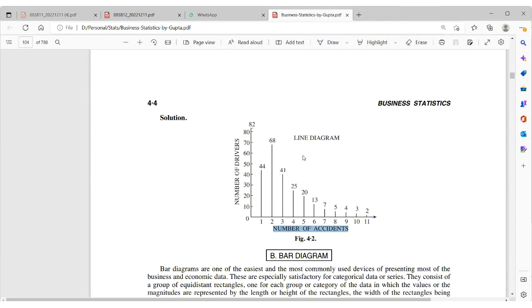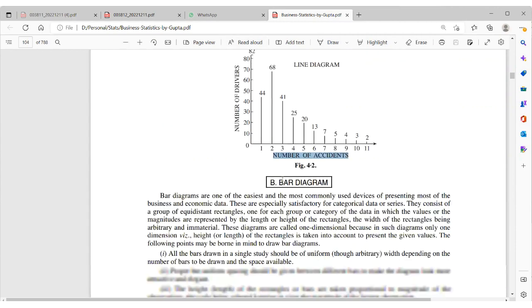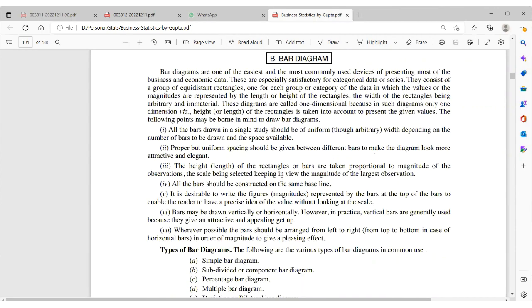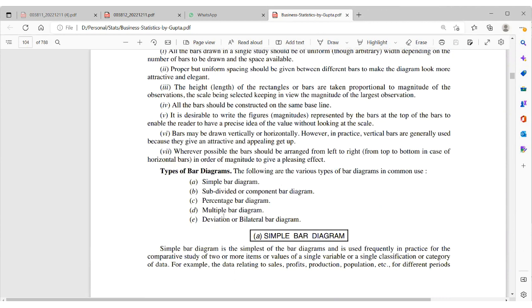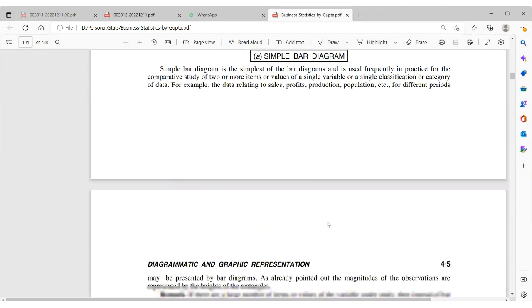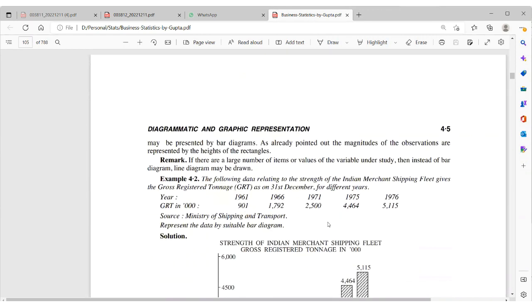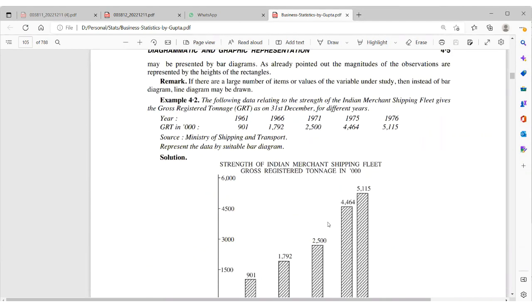Is this clear? Now comes to the bar diagram. Bar diagram is like a simple diagram, subdivided, percentage, multiple, or division. Simple bar diagram. Look at this example.